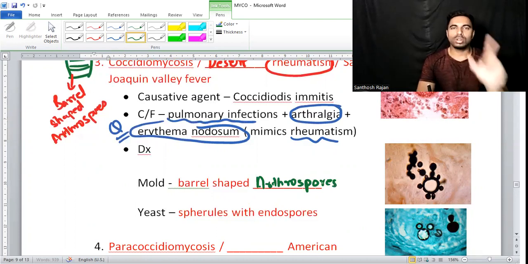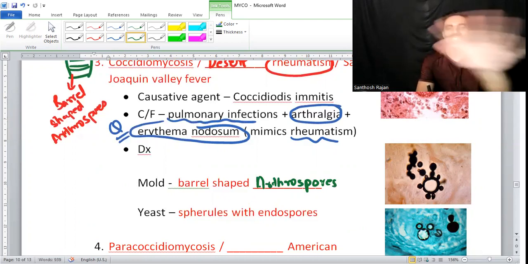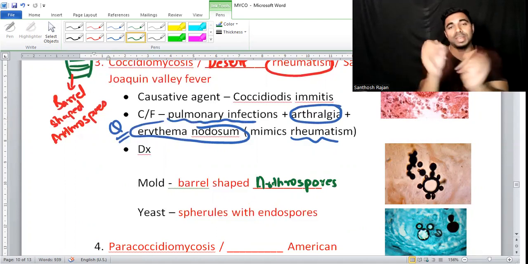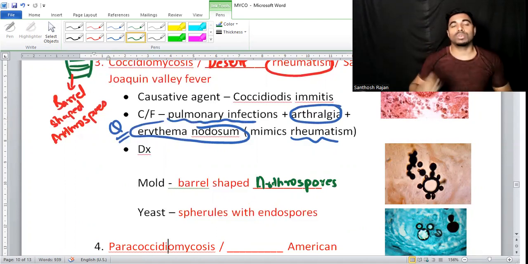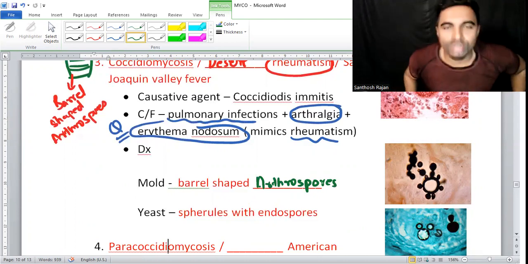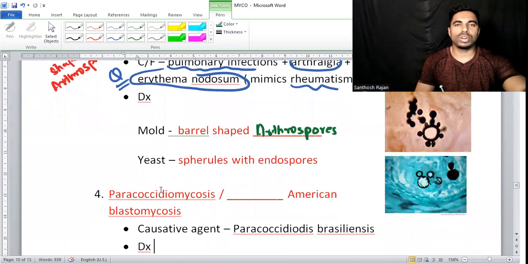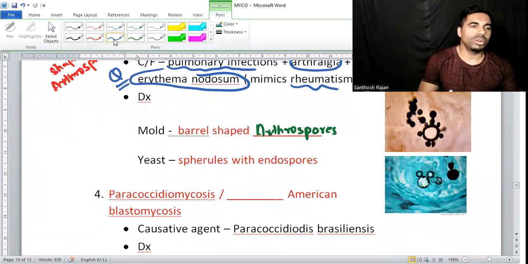Okay. So, Arthur's cock is sitting on the barrel, eating what? The spherules, the spores. That's it. And what does the cock have? The cock has rheumatism. It looks like rheumatism. That's what we call desert valley rheumatism. It looks like rheumatoid arthritis. Okay, got it? That is this much you have to remember for coccidioidomycosis.